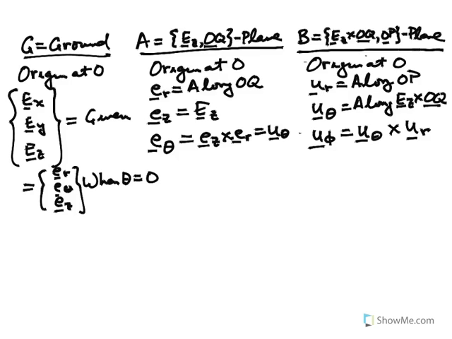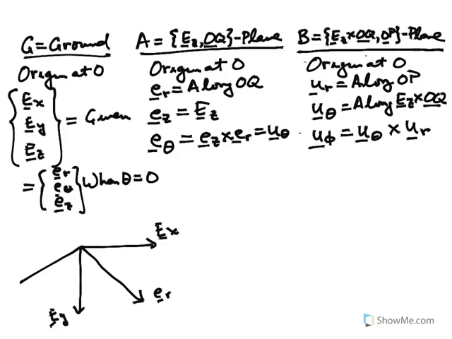We actually need 2 pictures because we really need to figure out how A rotates relative to G and then how B rotates relative to A. So let's do the first picture. Let's look at how A rotates relative to G. In that picture, I have these 2 directions, EX and EY, and I have ER, and then E theta.